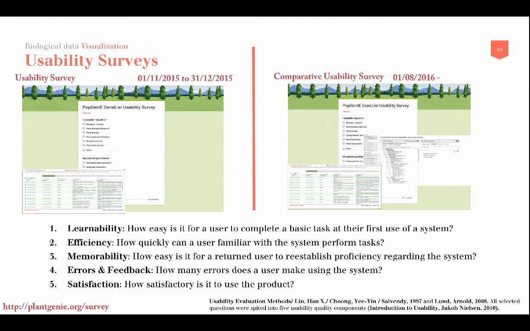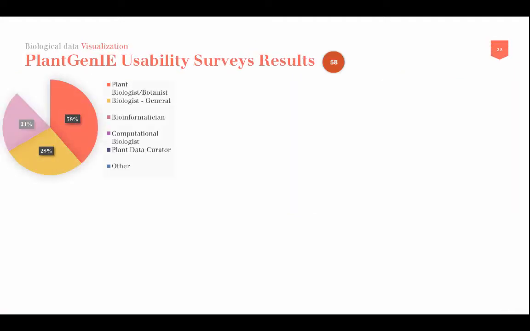Let's look at the survey answers. One of the biggest challenges is getting people to answer the surveys. We know we have hundreds of users using PlantGenie, but 58 of them answered the survey. This is a small sample. It has a lot of bias. So let's look at the survey results.